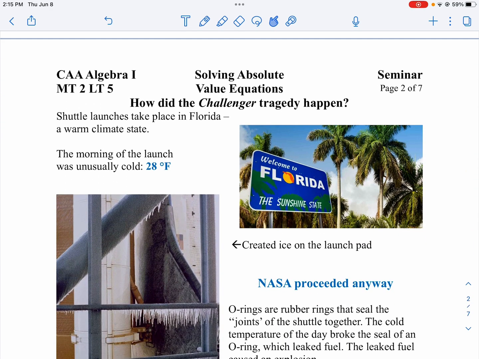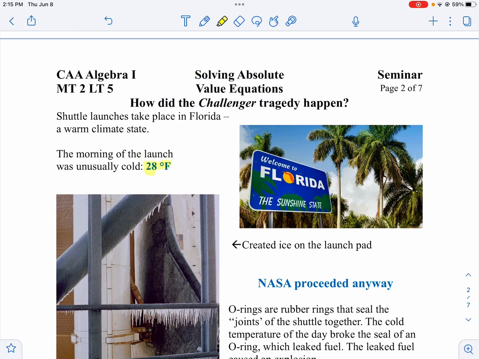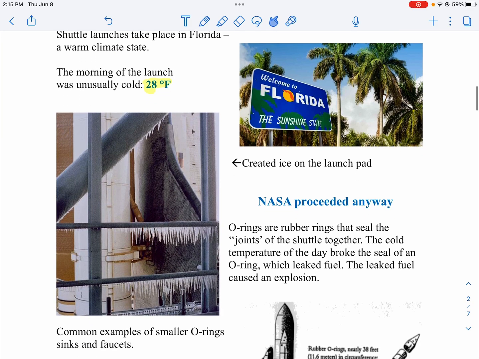Now, how did it happen? Well, shuttle launches take place in Florida because it's a warm climate. The morning of the launch was extremely cold for Florida. It was 28 degrees in Florida on that day. In fact, it was so cold, ice had formed on Challenger, and you can see right here from the pictures from the launch pad. NASA decided to launch anyway.